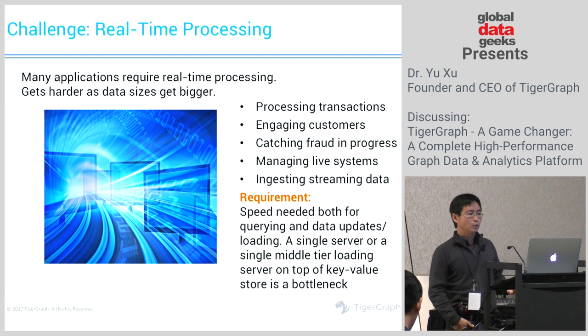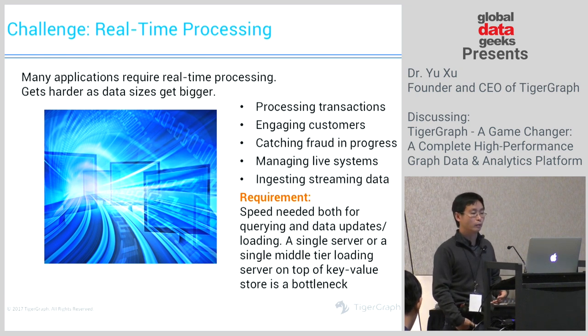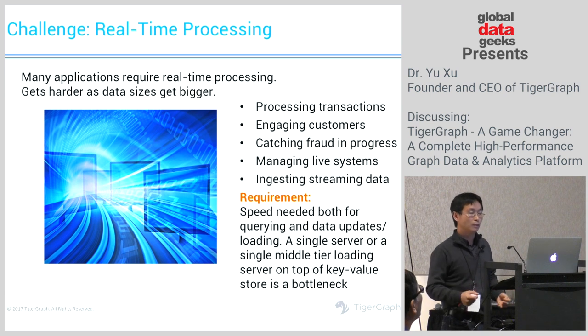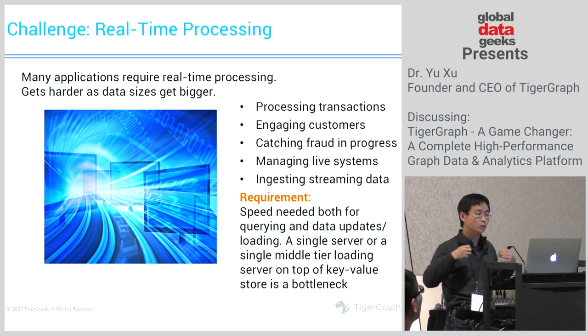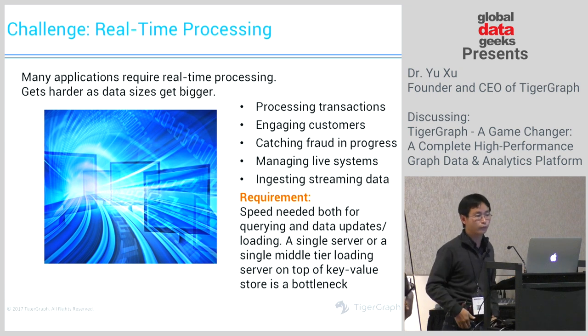I mentioned real time. Real time also means you need to ingest data really quickly, and also you need to give answers really quickly. Again, a single server solution is not going to be quite useful for bigger customers. Even if you have distributed key value storage for your graph solution, if you have a single point in the system, like a mid tier doing the data loading and dispatching, you're still not going to scale out for your real time data loading and parallel graph query computation. So for solutions that use distributed key value databases, the loading is just painful.